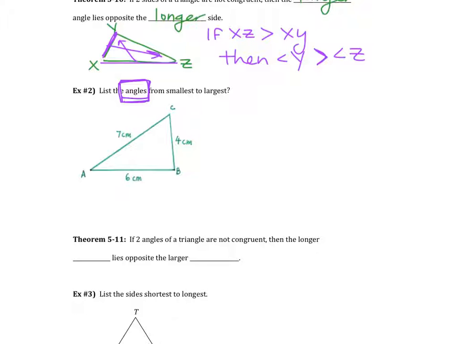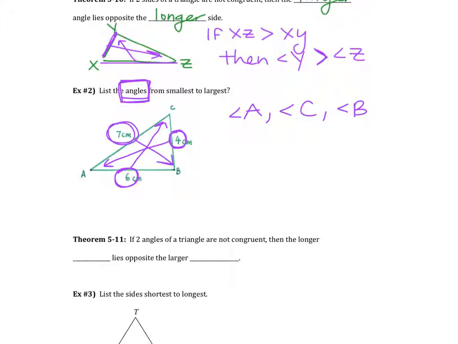Okay, so if you look at this picture, we're listing the angles. What is the smallest angle going to be? A. Note your shortest side is across from your smallest angle. So angle A is the smallest. What would come next? Angle C. Your next shortest side is the 6. Across from that is angle C, which means your longest side is across from your largest angle, and that would be B. Questions on that?